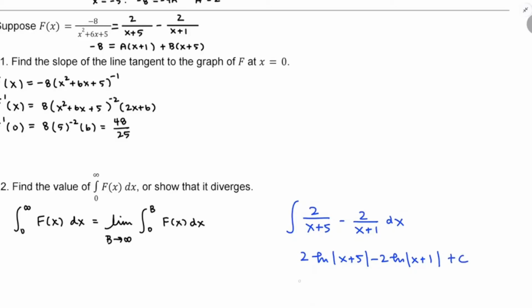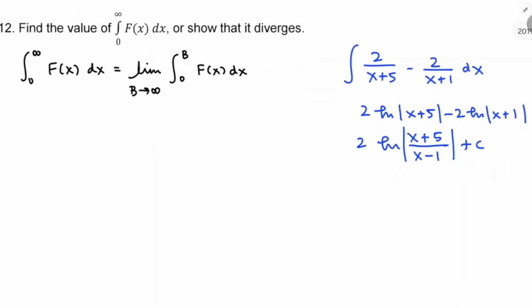I am going to combine those so that I can take the limit more easily and I can actually see what's going on here. I've done something wrong. Yeah, that's supposed to be a 5. So x plus 5 over x plus 1. Okay, so now I'm ready to go.